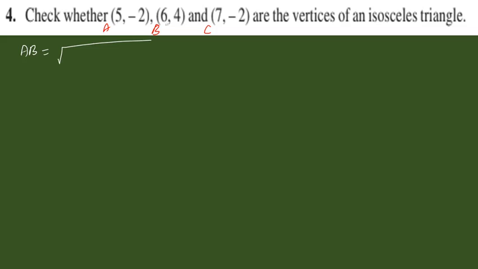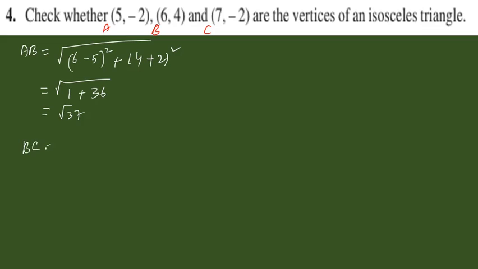Suppose I'm finding the distance of AB. This is root over the x coordinate: (6 minus 5) whole square plus (4 minus, in the formula, when you have a minus in the y coordinate it becomes plus 2) whole square. That turns out to be 6 minus 5, 1 square is 1, plus 4 plus 2, 6 square is 36. So you will get root 37.